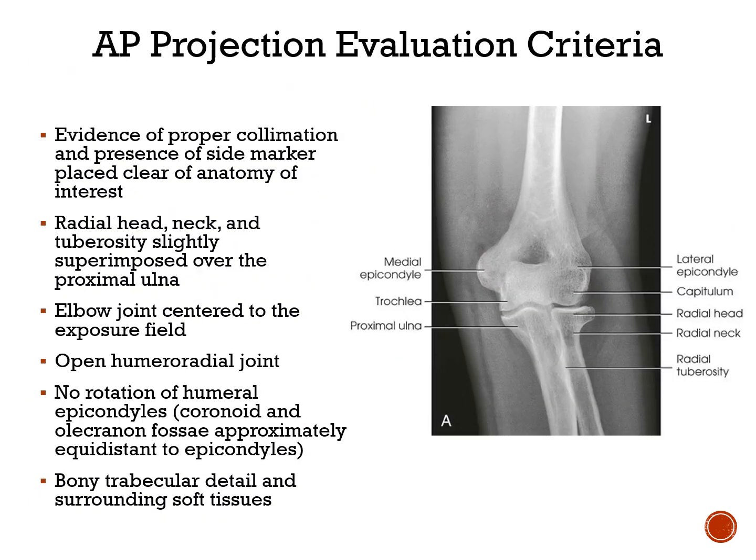Looking at our AP projection, we're going to notice that the medial epicondyle does protrude more than the lateral because it is larger, and that there is overlap of the radius and ulna at the proximal end. The elbow joint should be centered in the exposure field, and we should have an open humeroradial joint. So that joint should be open. There should be no rotation of the humeral epicondyles. They should be parallel with the image receptor.